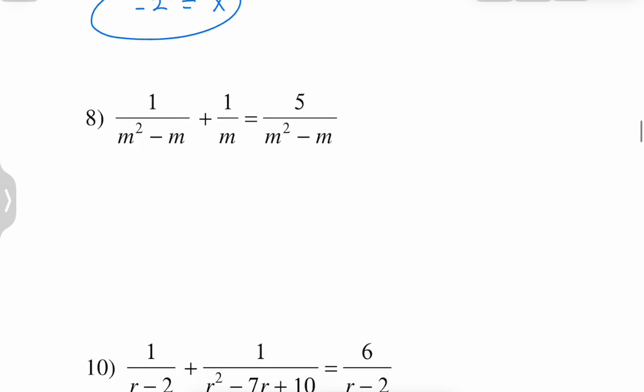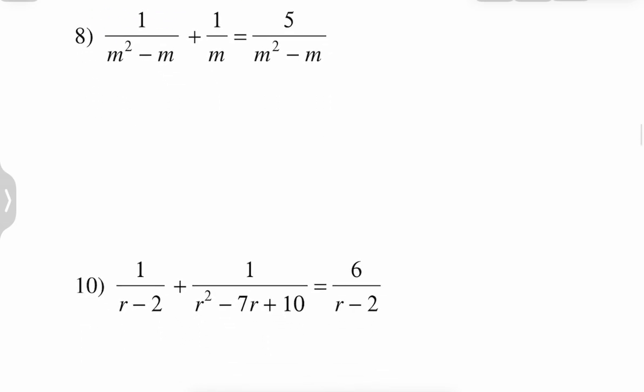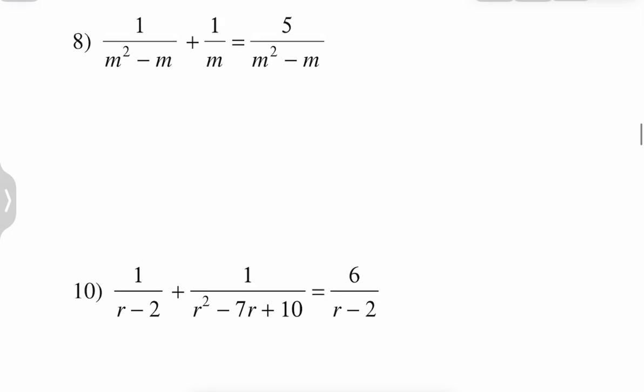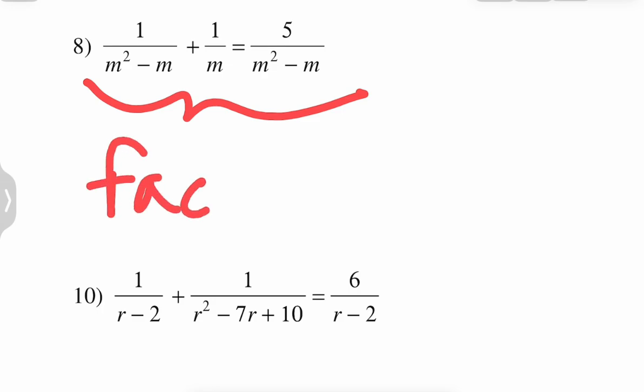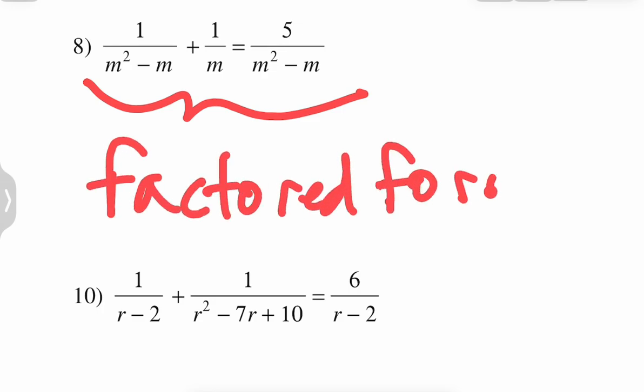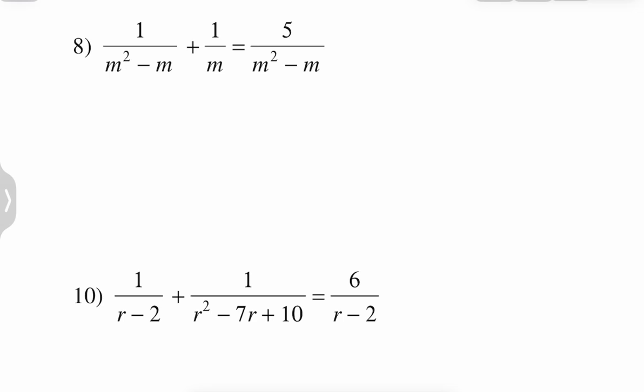Now, when we start to get to problems like 8 and 10, you do have to factor these first. So we do have to get these in factored form. That's why we did the lesson we did yesterday, practicing breaking fractions apart into factored form. So before we decide what our least common multiple is or anything like that, let's take our denominators and break them all apart. Okay, now what do I mean by that?